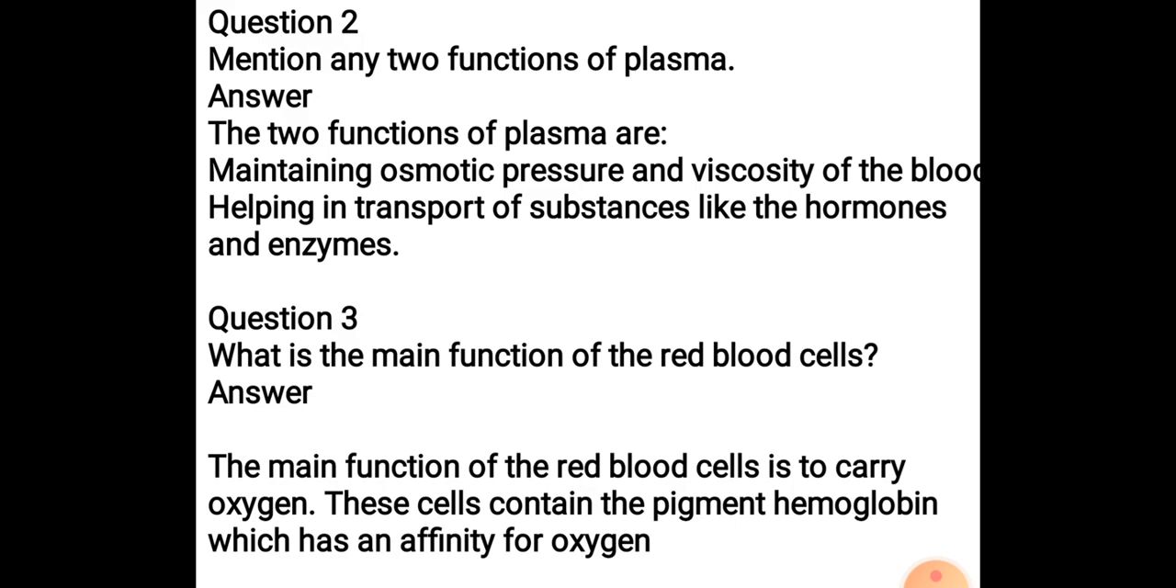So the red blood cells, also known as erythrocytes. Now the main function is to carry oxygen. They are the main oxygen transporting elements present in our blood. These cells contain the pigment hemoglobin, and this hemoglobin has an affinity for oxygen. That means it readily combines with oxygen to form a compound known as oxyhemoglobin.